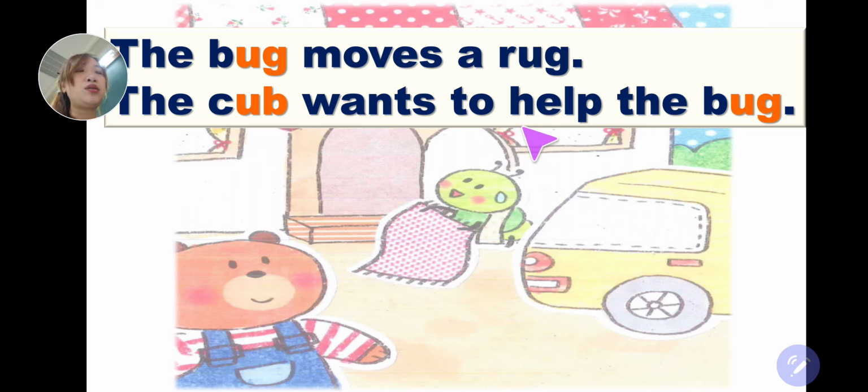The cub wants to help the bug. 好，这个幼兽呢，它应该是大型的，比如说像熊的 baby，所以我们就说幼兽。The cub wants to help the bug. 好，这个呢，幼兽它想要去帮这个小虫子哦。So what will be happen in the future? 在未来会发生什么事呢？我们不知道。我们在下次的教学影带里面，我们会继续去做这个部分的故事的接续的练习哦。Okay, so let's review again. Okay, the bug moves a rug. The cub wants to help the bug.